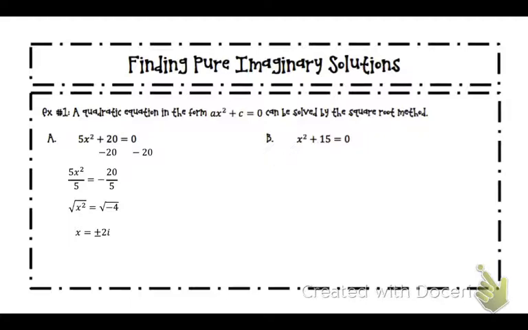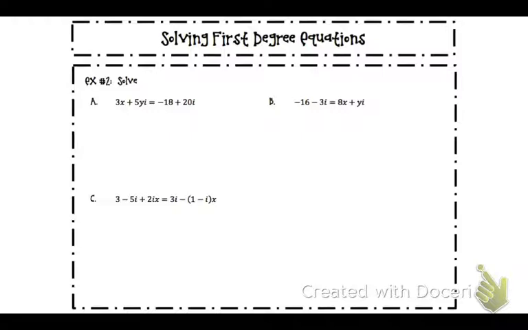Okay? We're going to do the same thing for b. Subtract the 15 over, square root both sides. You can't simplify the square root of 15, so that's plus or minus i square root of 15. Okay, pretty straightforward for those ones. Now let's go to these ones. So we have to solve these.